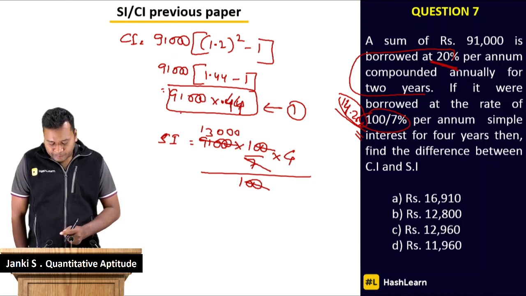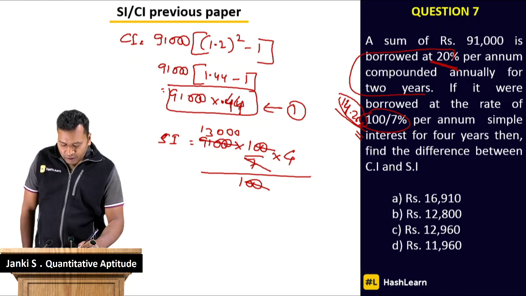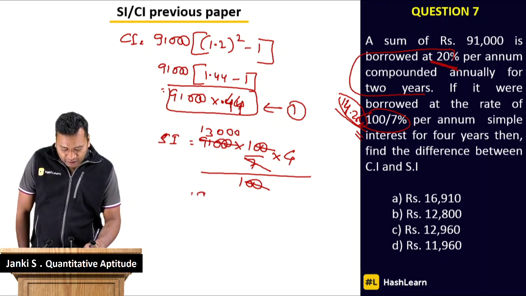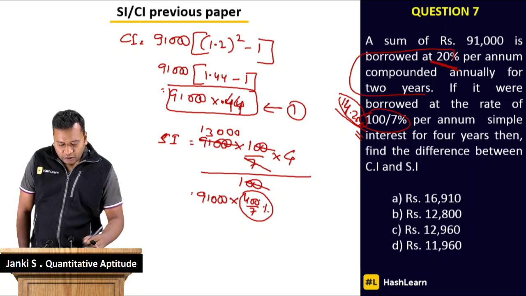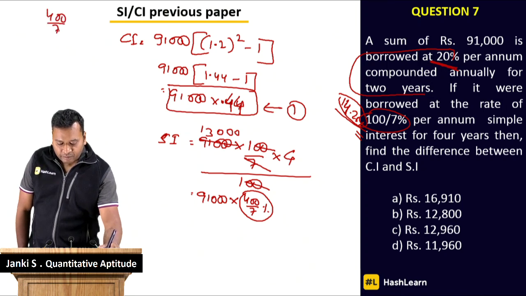There could be some discrepancy possible here. So let's do one thing here. Instead of this, I know 100 by 7 into 4, that means 400 by 7. So 400 by 7, let's directly do this thing. Here it's about 91,000 into 400 by 7%. Now 400 by 7 is how much in terms of percentage? Is about 52, right? Not exactly 52. Let's find out 400 by 7, right?